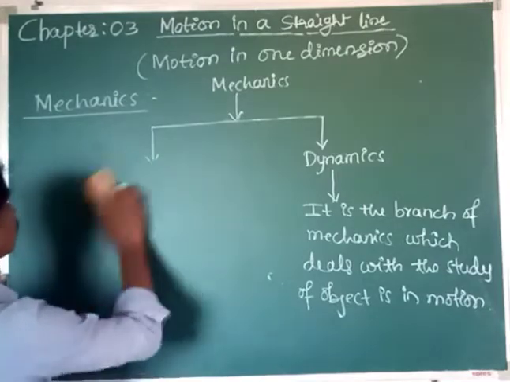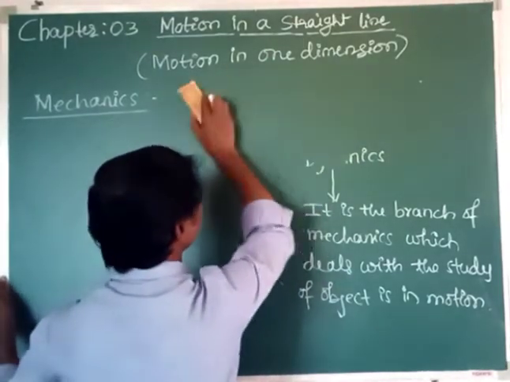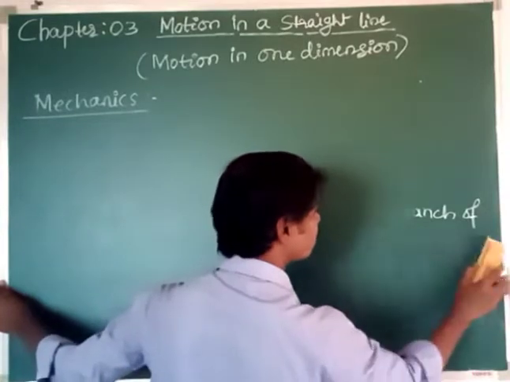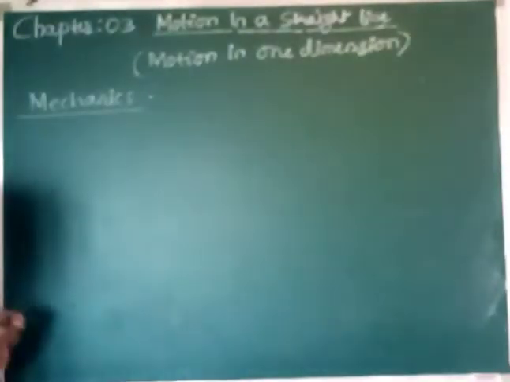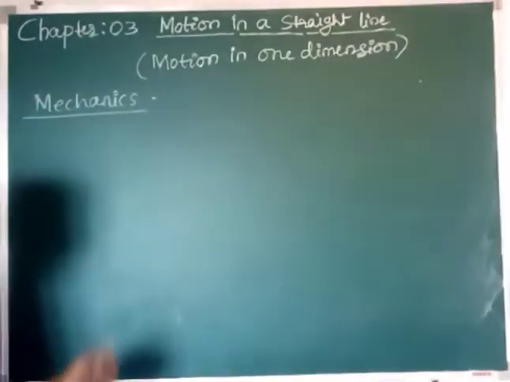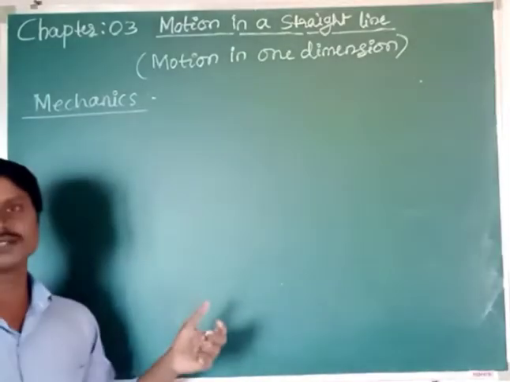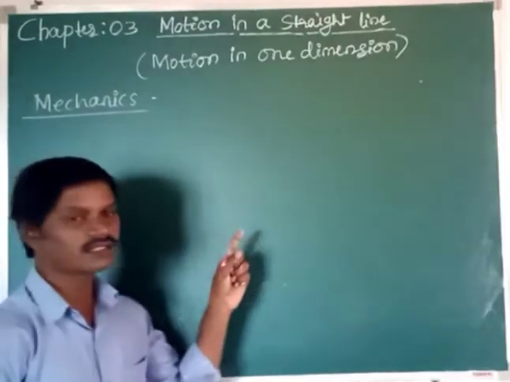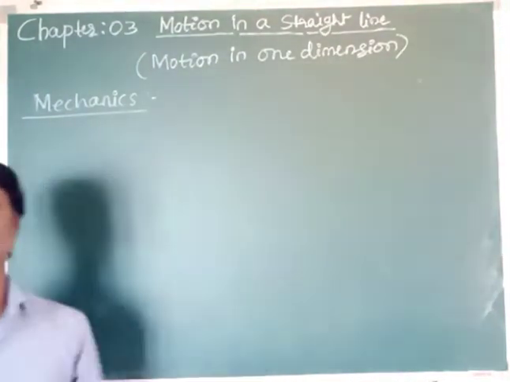Once again listen here. What is mechanics? Mechanics is the branch of physics. It deals with the study of object is at rest and object is in motion. There are how many branches in mechanics? 2 branches in mechanics. What are those branches? Statics and dynamics. Already you know that what is the definition of statics. Statics is the branch of mechanics that deals with the study of object is at rest. Dynamics is nothing but that is the branch of mechanics that deals with the study of object is in motion.